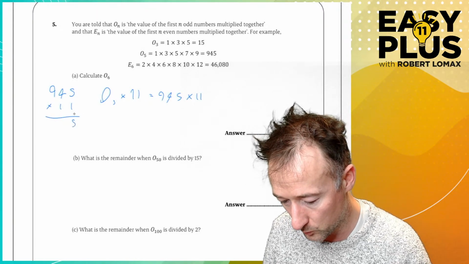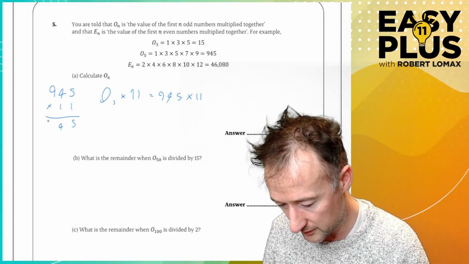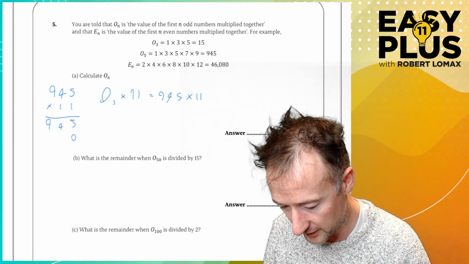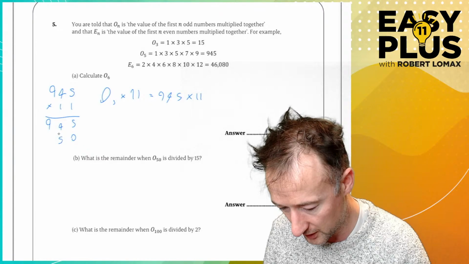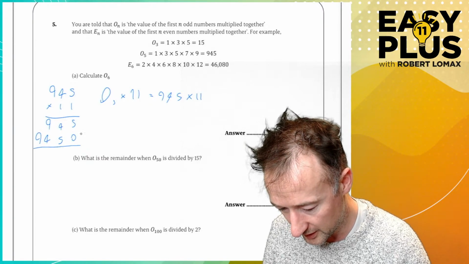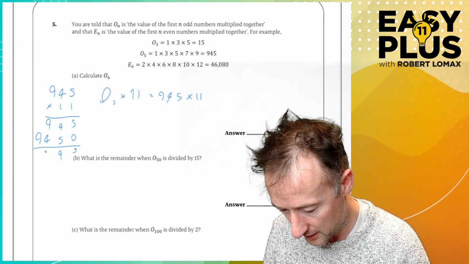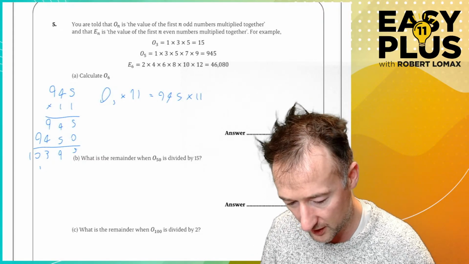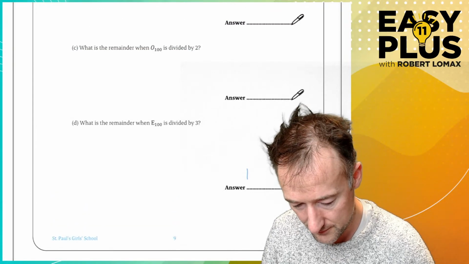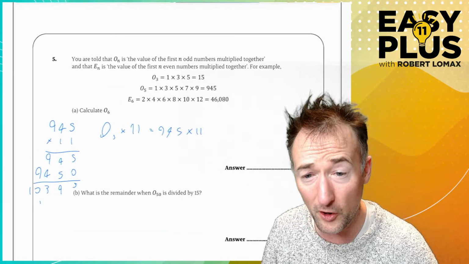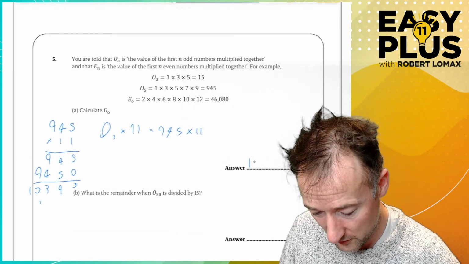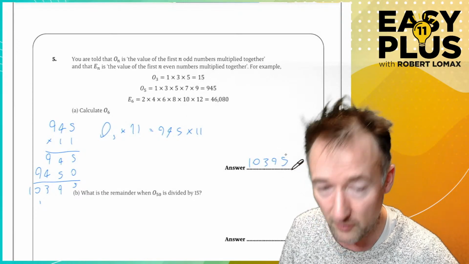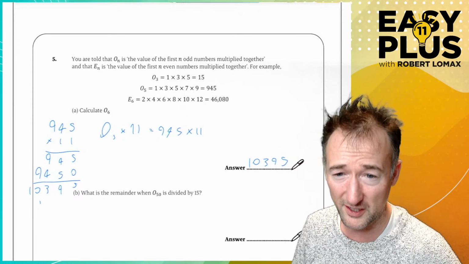So 5 times 1 is 5, 4 times 1 is 4, and we got 9, and then we start with a 0 on the next line, and then we get the same thing because it's all times by 1. Now we just add them together, so we got 5, 9, 13, and 10. So we got 10395. Not going well with the tech today. 10395, and that's our answer. Don't forget to write it in the answer space.